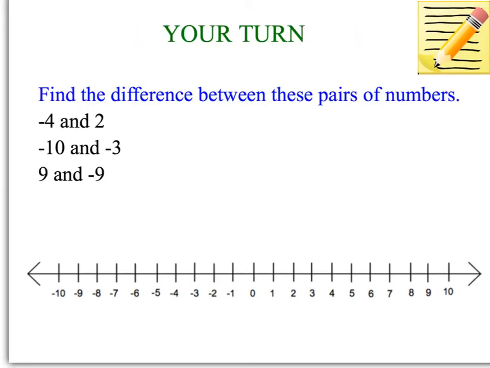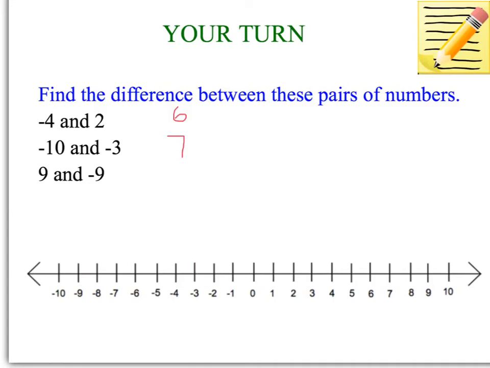Alright, now it's your turn. I want you to do these ones. We've already done the first one, so you know that the difference between negative 4 and 2 is 6. Alright, now we're going to use this number line to work out the difference between negative 10 and negative 3. So they're the same side of the number line. So maybe have a guess and see what you think it could be. So we'll start at negative 10. 1, 2, 3, 4, 5, 6, 7. So the answer there is 7.